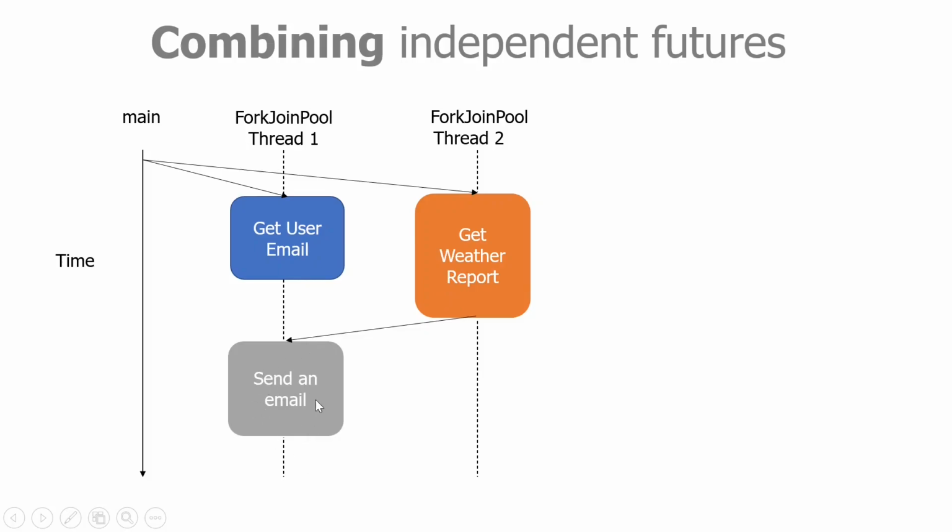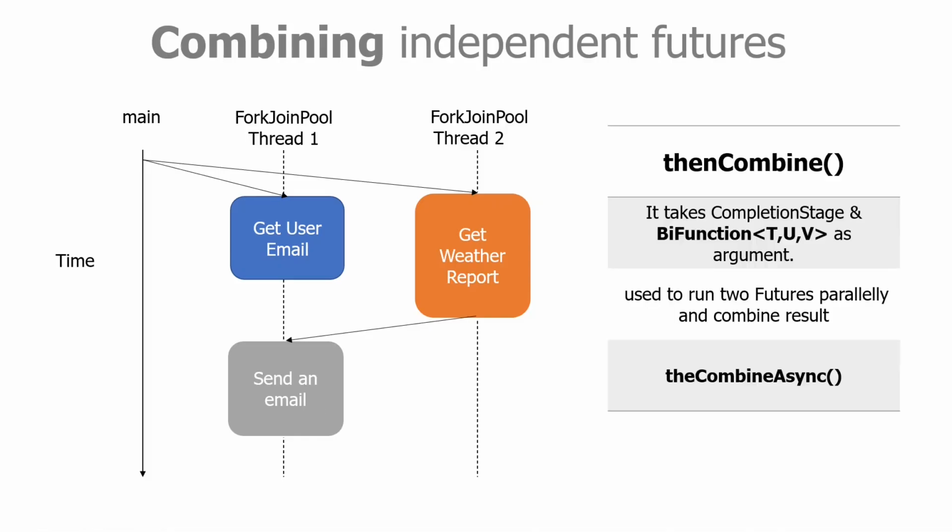So now how can we do it using CompletableFuture? CompletableFuture allows you to do this using the thenCombine method. Now thenCombine takes a BiFunction as an argument as well as a CompletionStage. So you can call thenCombine on say the get user email CompletableFuture, and then you can pass the get weather report, and then you can also pass a function which will get executed once these two are completed. So let's write the code for this example now.